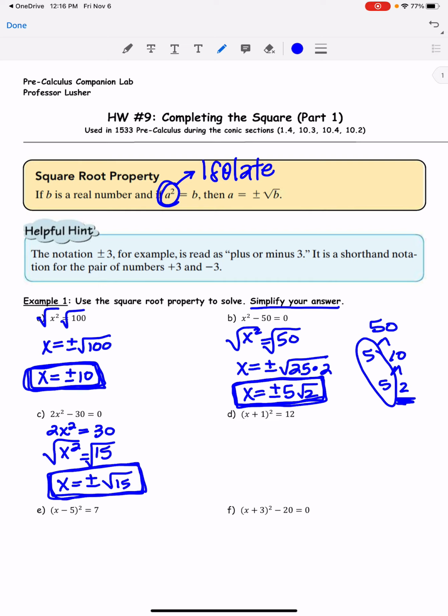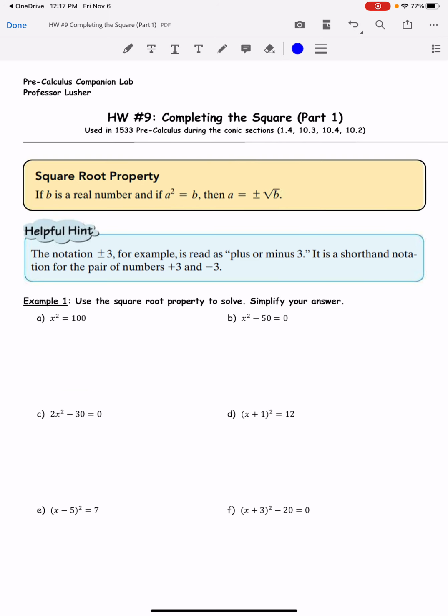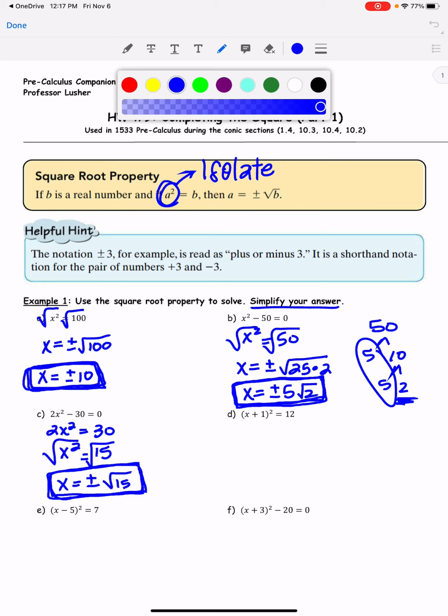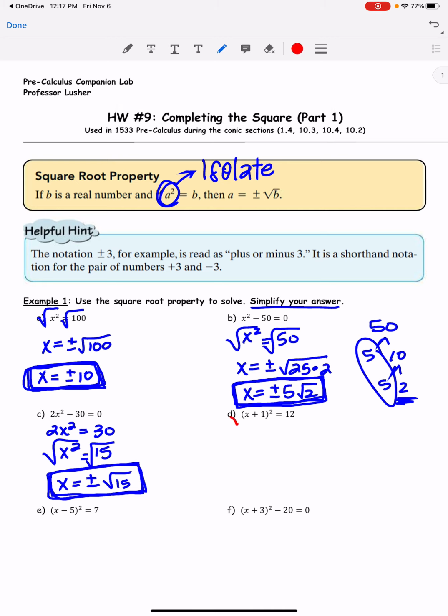Now D looks different, but really it's very similar to part A. You have your squared term already here, isolated. So we can jump right into taking the square root. So when I take the square root of both sides, my square root and square cancel out here. I am left with x plus 1 equals plus or minus.